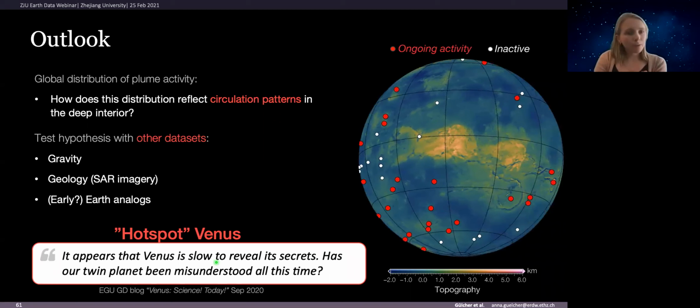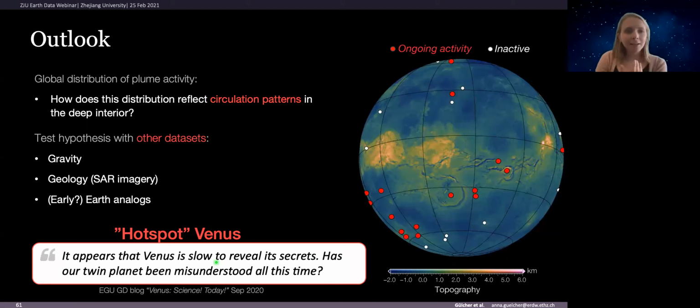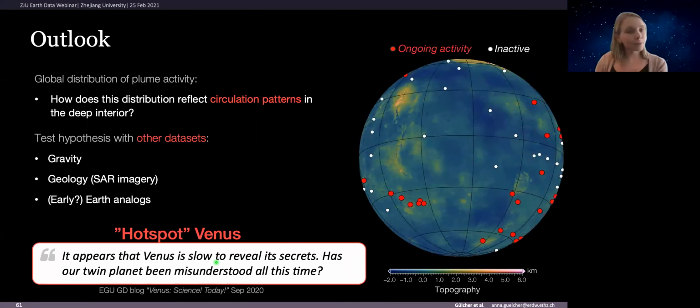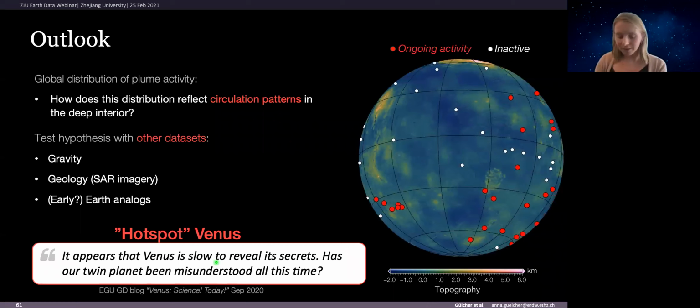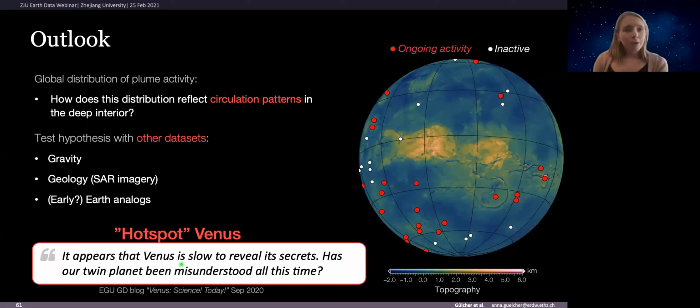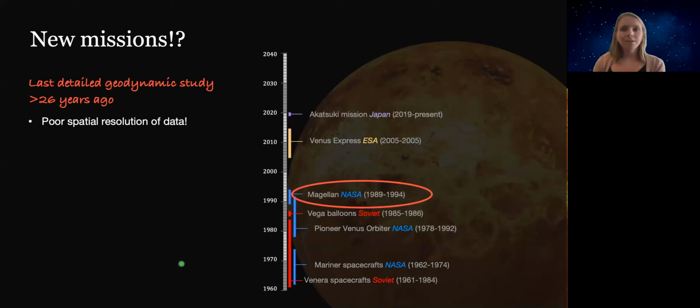To quote one of the recent outreach blogs that we've written, it appears that Venus is slow to reveal its secrets. Has our twin planet been misunderstood all of this time? Finally, although existing data from previous missions remain highly valued, the last geodynamic study of the Venusian surface took place over 25 years ago with NASA's Magellan mission.